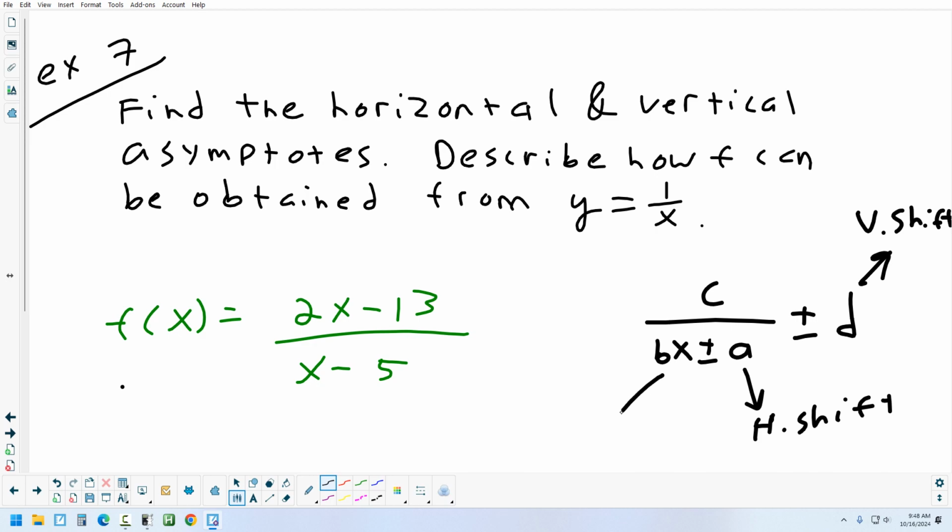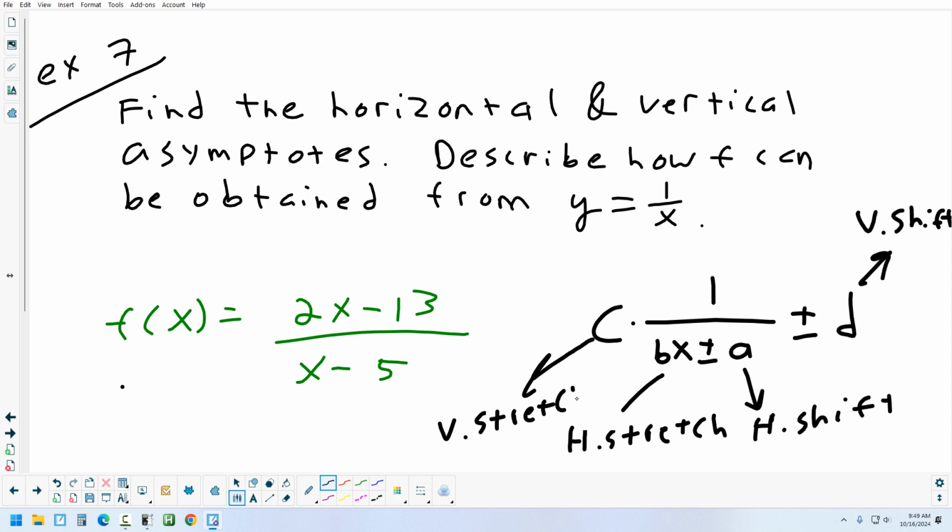What about B? It's still inside the function, but it's multiplying instead of adding. Yep, horizontal stretch. That's your horizontal stretch. And with C, sometimes you might see it out in front, or they could multiply the C in and then just put it on top. But either way, what kind of transformation is the C? Yep, vertical stretch.